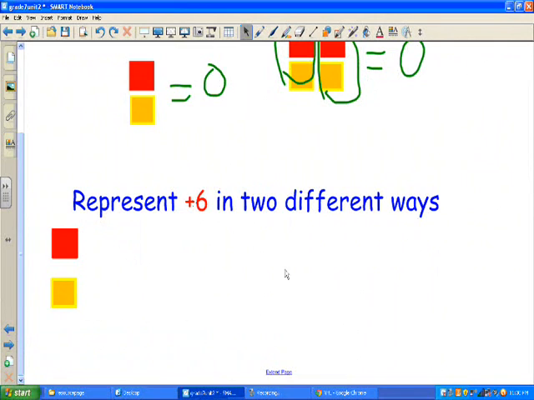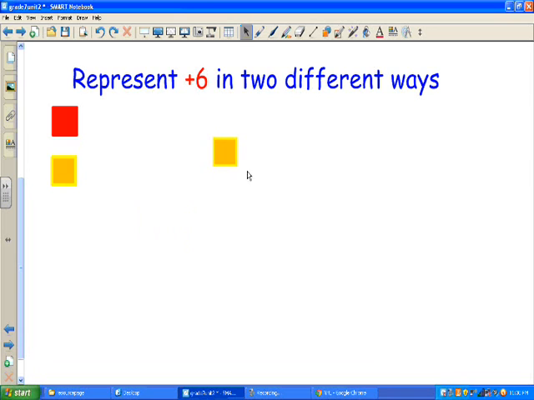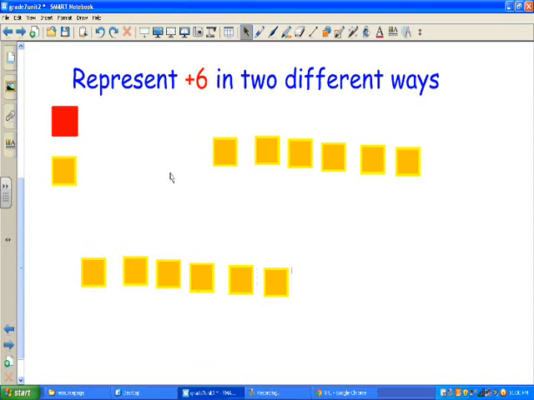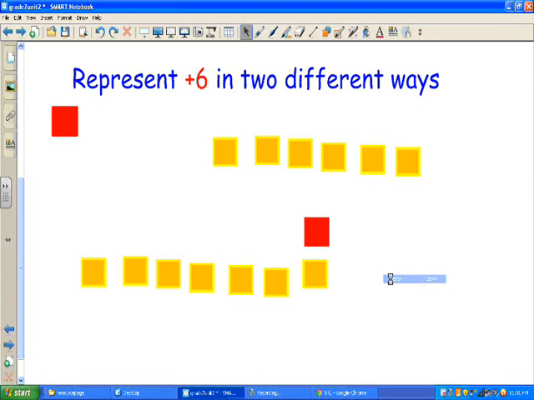So how will we represent a plus number in two different ways? Well, one way to do it is the easy way of just putting 6 of these tiles down. 4, 5, 6. That's the first way, not using any 0 pairs. Now if I want to do it again, I can put down my 6 tiles, and then I can add some 0 pairs to it. I'm going to have to copy a few more. One there, and one there. So that's another way to represent it.